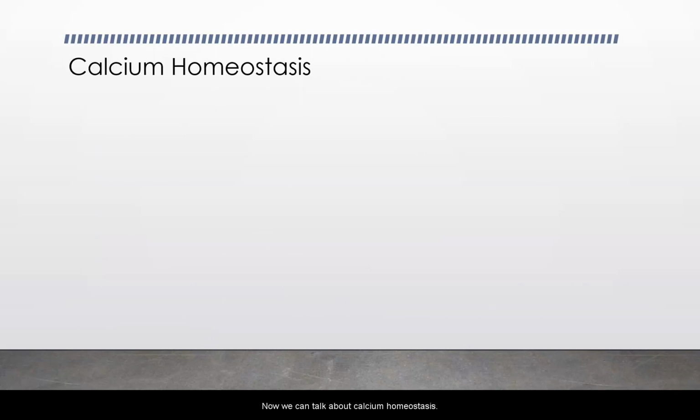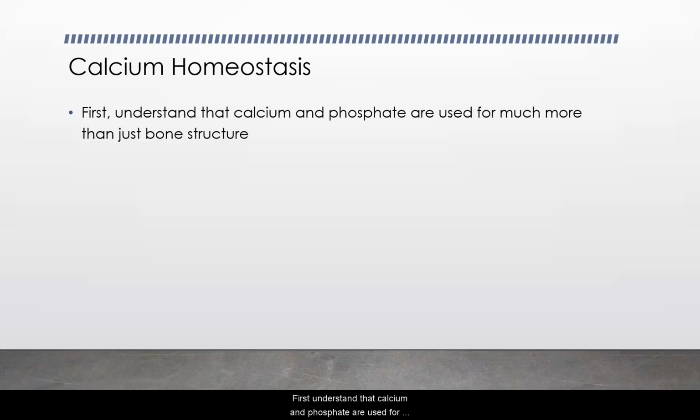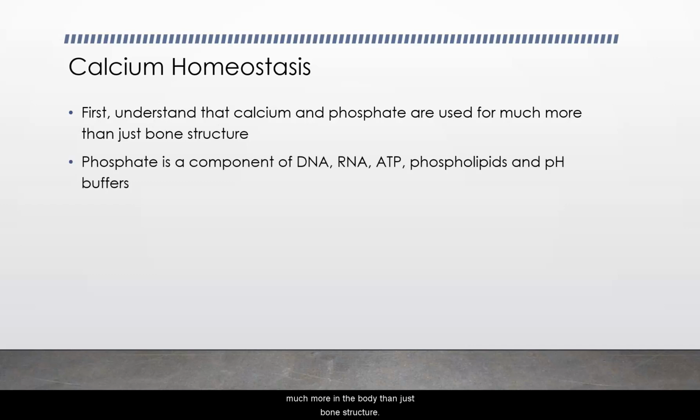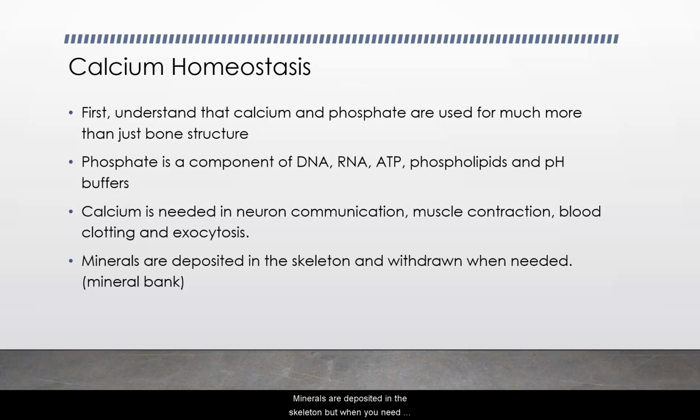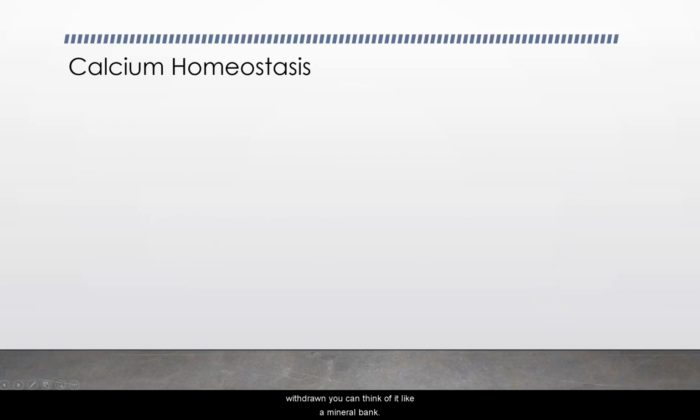Okay, now we can talk about calcium homeostasis. First, understand that calcium and phosphate are used for much more in the body than just bone structure. Phosphate is a component of DNA, RNA, ATP, phospholipids, and pH buffers. And calcium is needed in neuron communication, muscle contraction, blood clotting, and exocytosis. Now, minerals are deposited in the skeleton, but when you need them for these various other functions, they can be withdrawn. You can think of it like a mineral bank.